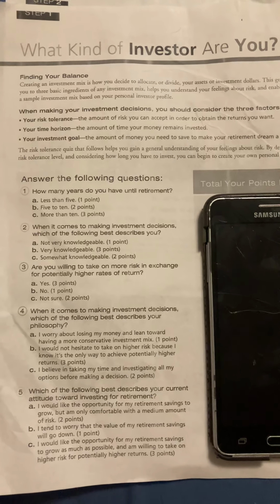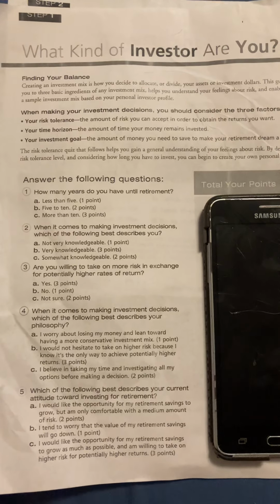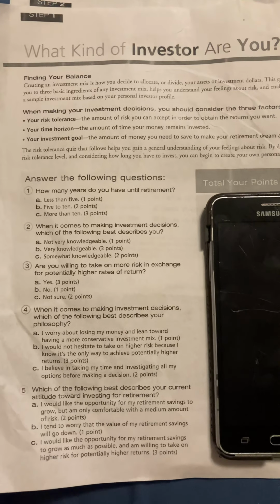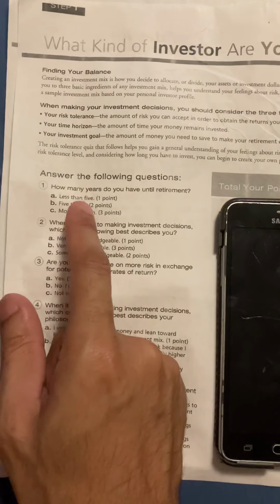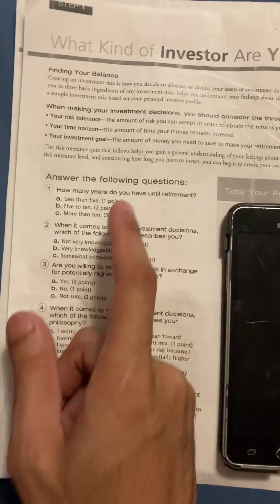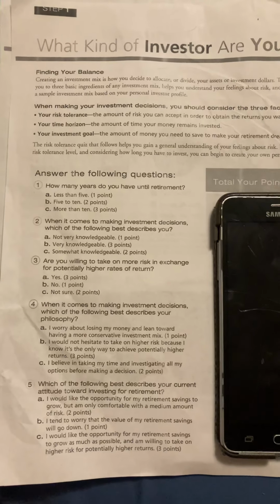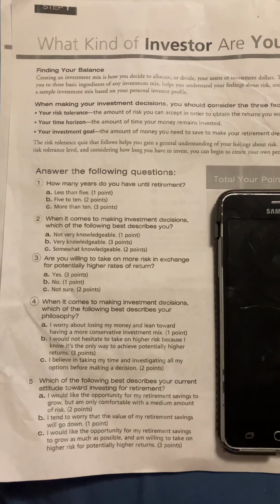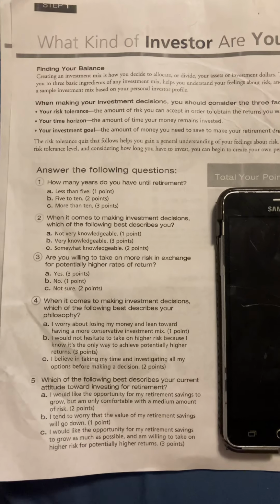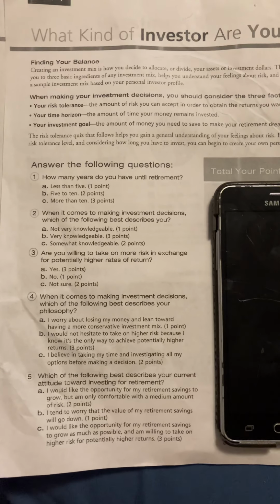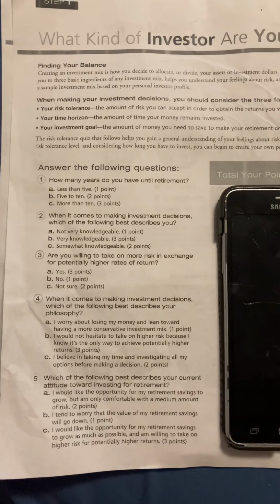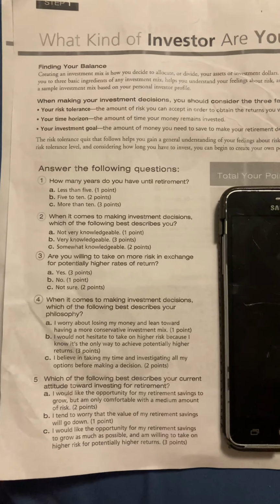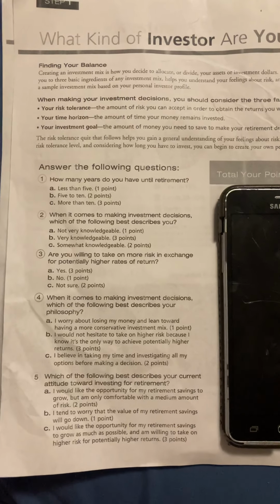So let's begin. Question 1, how many years do you have until retirement? And then you choose the letter, and then you write the point as well next to it. Question 2, when it comes to making investment decisions, which of the following best describes you? So you could pause the video and make the selection and keep playing it in a few seconds.